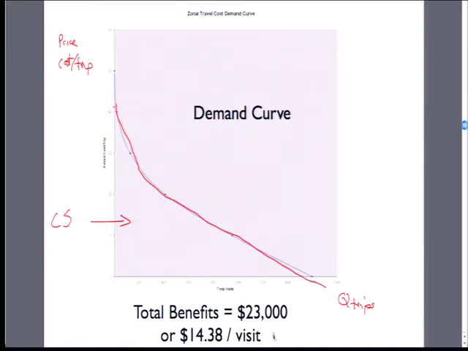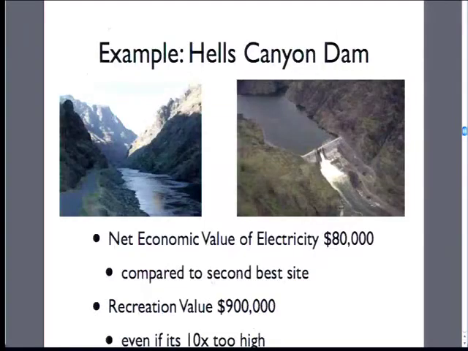We can average it out. We can say per visitor, we have a $14 value per visit. We could do a total area. We have a whole bunch of different things when we have a demand curve for how we can come up with economic value. An example, this was a big one in environmental history, was stopping a big dam at Hell's Canyon. Hell's Canyon is, as I said, on the border between Oregon and Idaho.